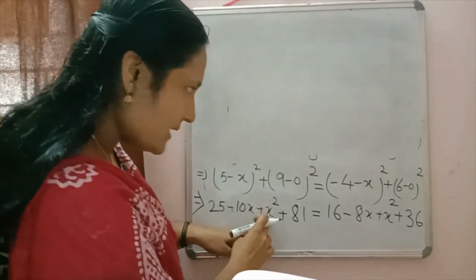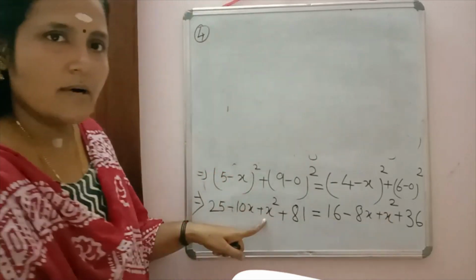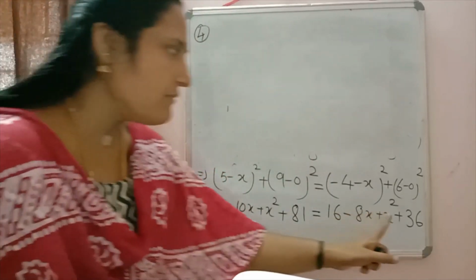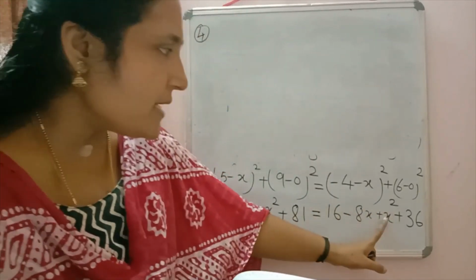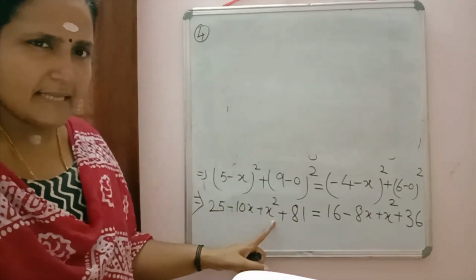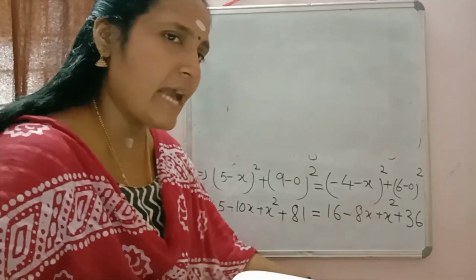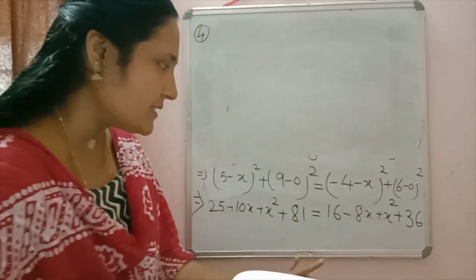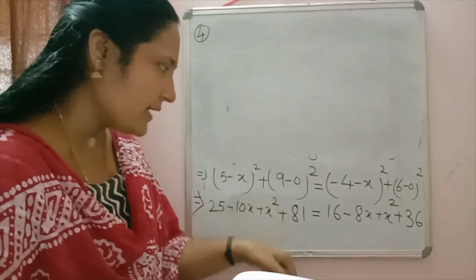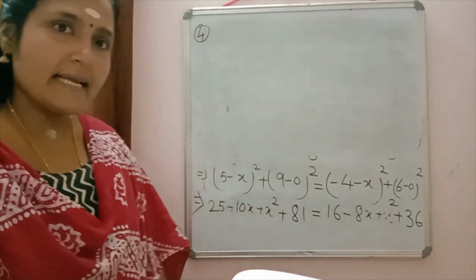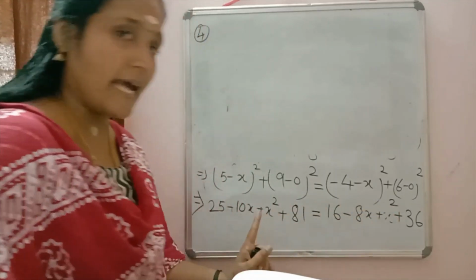Now you can check, plus x² and plus x² are on different sides. If I shift x² here, plus x² will become minus x². So to avoid that step, these two will get cancelled there. We are not showing the cancellation. Just keep in mind, x² and x² will get cancelled if they are of the same sign.